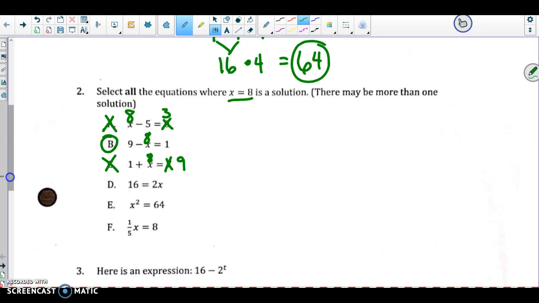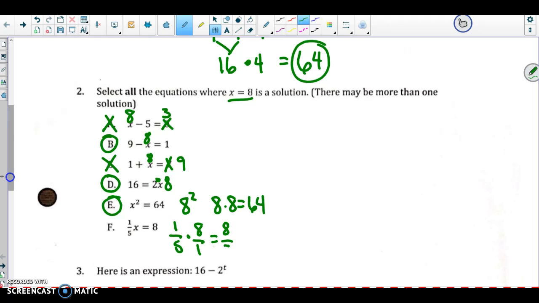In this case, we have 2 and 8. And remember, when they're together like that, that means to multiply. And 2 times 8 does equal 16. So that would be true. X squared would be 8 squared, which means 8 times 8, which is 64. So yes, that one is a solution as well. And 1/5 of 8, well, if I take 1/5 of 8, remember that'd be 8 over 1, we'd have 8/5, which is equal to 1 and 3/5. So no, that does not equal 8. So in this case, we have B, D, and E that all give us 8.